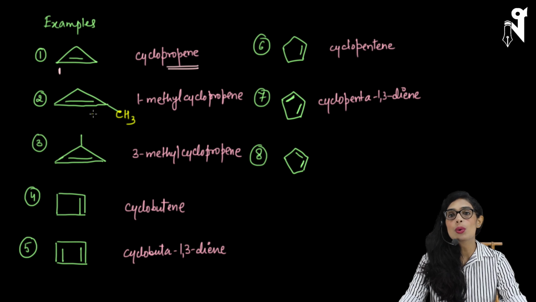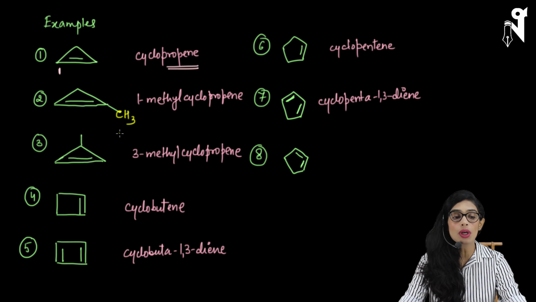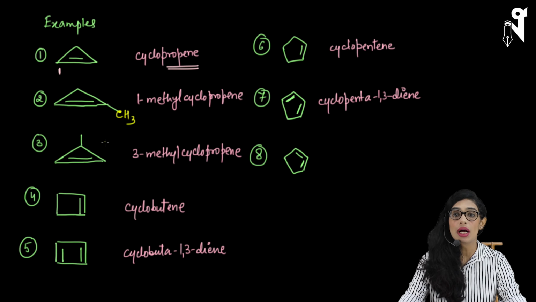Okay, I have an open chain with CH3. I have a closed chain made up of 3 carbons with a double bond. Now I have to name this structure. Before naming, we will start numbering. Here numbering preference will be given to the double bond rather than the branch.